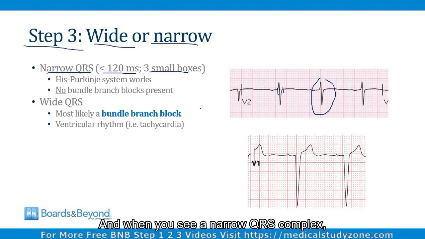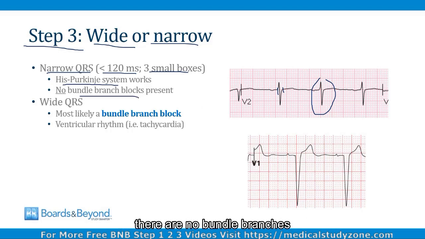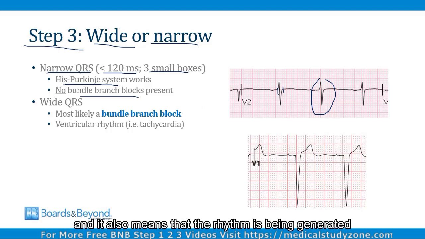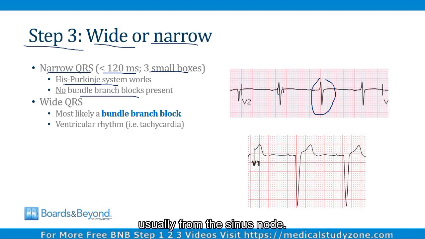And when you see a narrow QRS complex, it means the His-Purkinje system is working, there are no bundle branches, and it also means that the rhythm is being generated from somewhere in the AV node or above, usually from the sinus node. A wide QRS complex is one that is greater than 120 milliseconds wide.